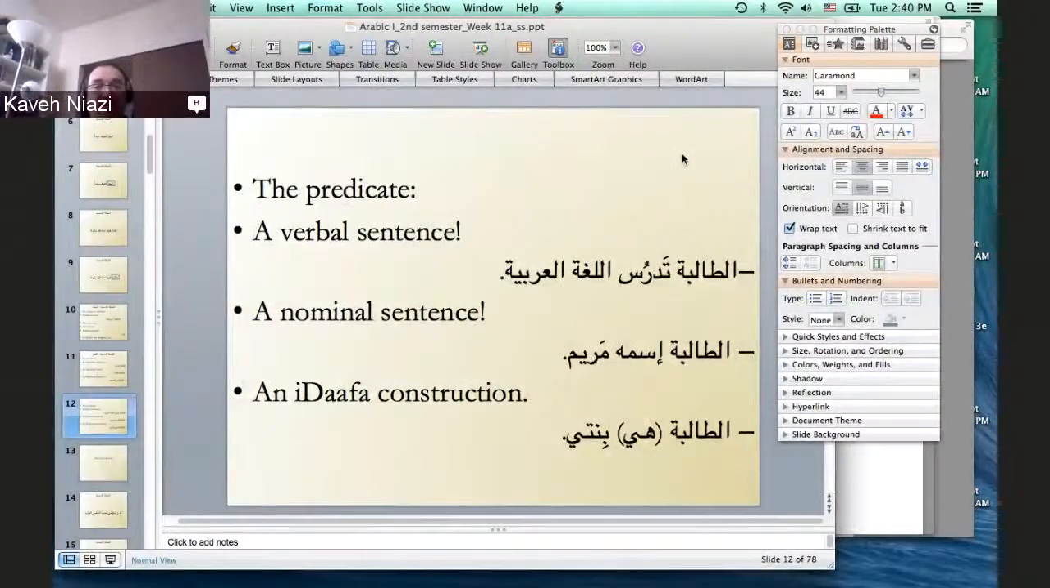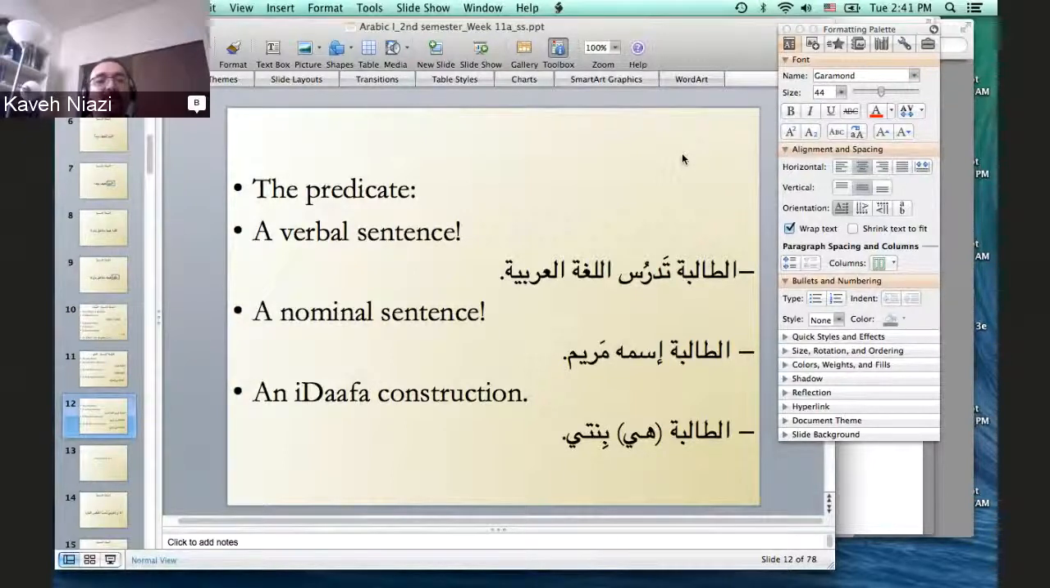In this case, at-taliba tadrus al-lugha al-arabiyya is the predicate, which is telling us something about at-taliba. It is a verbal sentence, right? And it's on its own. Are there questions about this? You see how it can be a little recursive, that in order for this nominal sentence to make sense, you need to make sense of the verbal sentence contained within it. At-taliba tadrus. Of course, at-taliba is always your subject, and your verb has to agree in terms of person, gender, number with your subject. At-taliba tadrus al-lugha al-arabiyya.